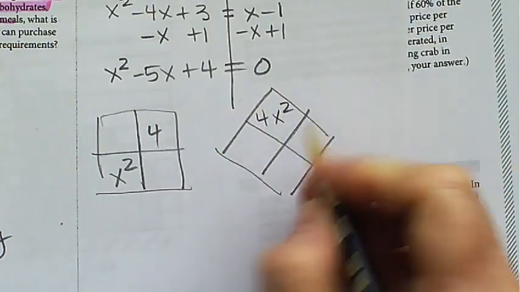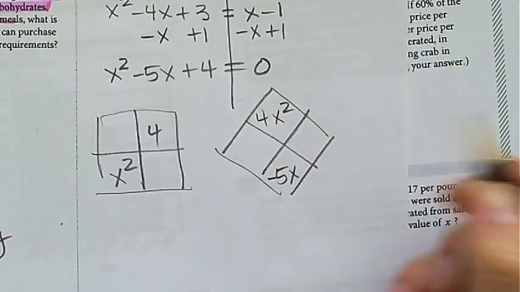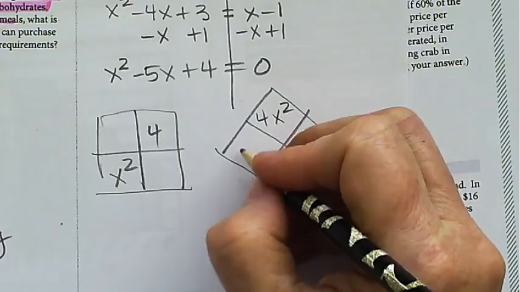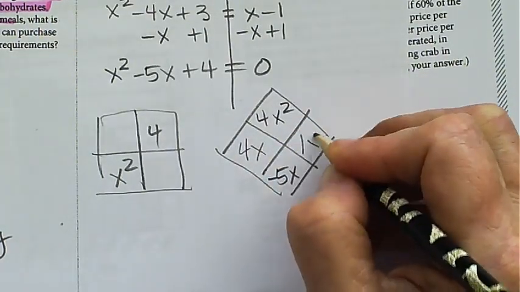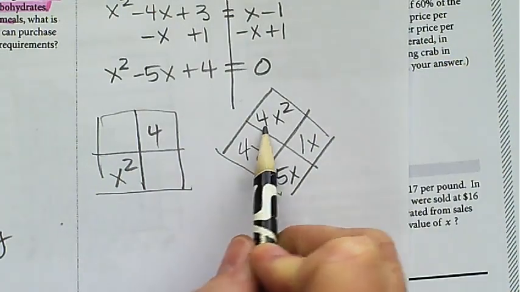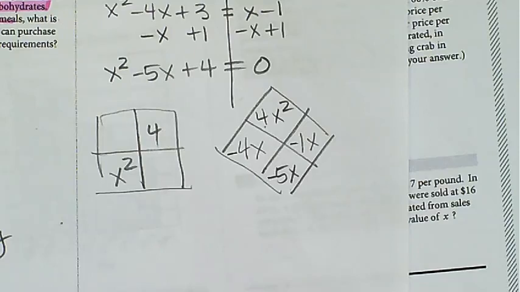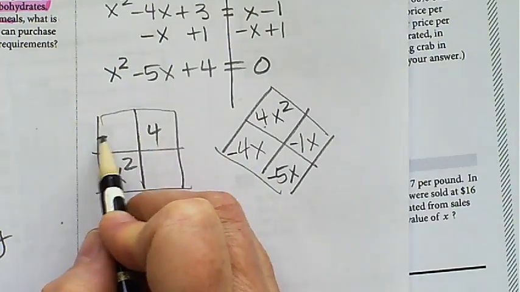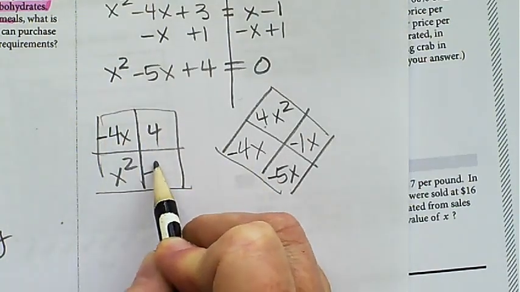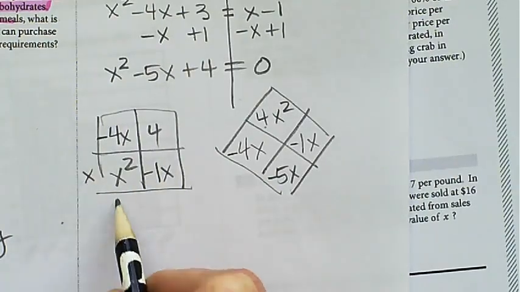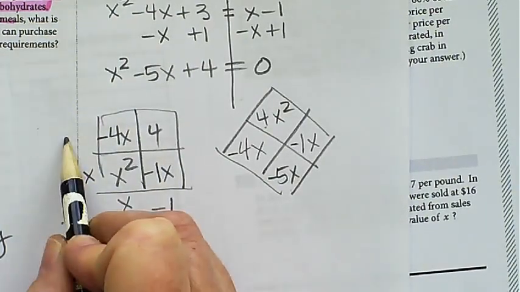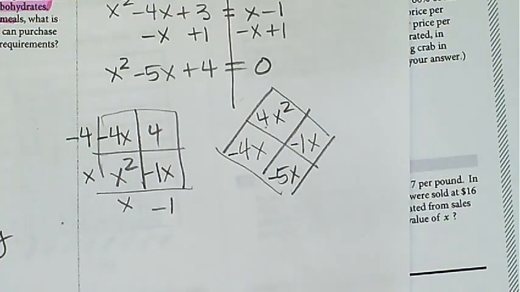So I'm looking for factors of 4x squared that add up to negative 5x. That's going to be 4x and 1x. And I want them to be positive when I multiply, negative when I add. They're both going to be negative. So that's going to be negative 4x and negative 1x, which is going to factor into x minus 1 and x minus 4. Now I realize I'm going kind of fast here.